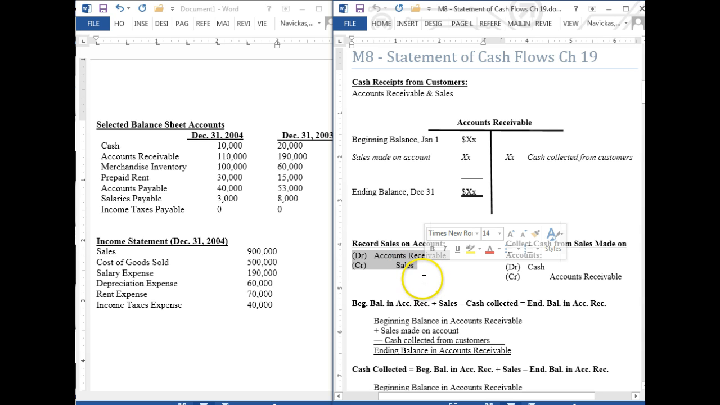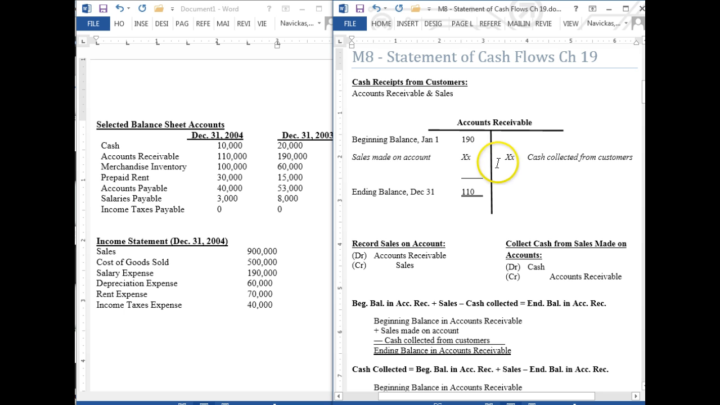So how does sales impact the receivable account? With a debit to the receivable or a credit to receivable? Yes, it's a debit to the receivable. And so that's why the sales made on account, whatever our sales figure is, in this case 900,000, we're going to plug in here. Now, do we have our beginning balance of receivables? Yes, our beginning balance is 190. I'm getting it from right here, and our ending balance is 110.